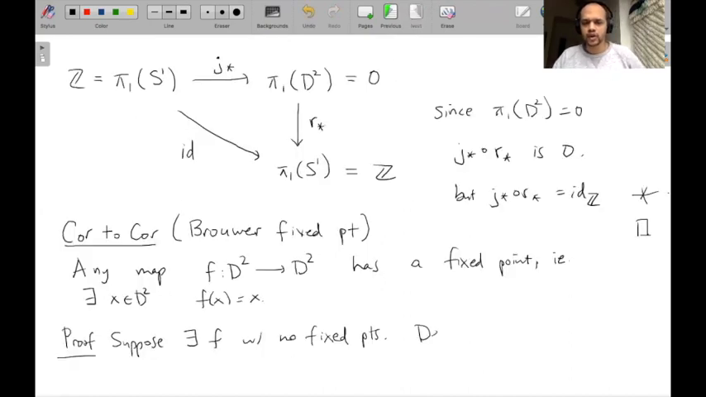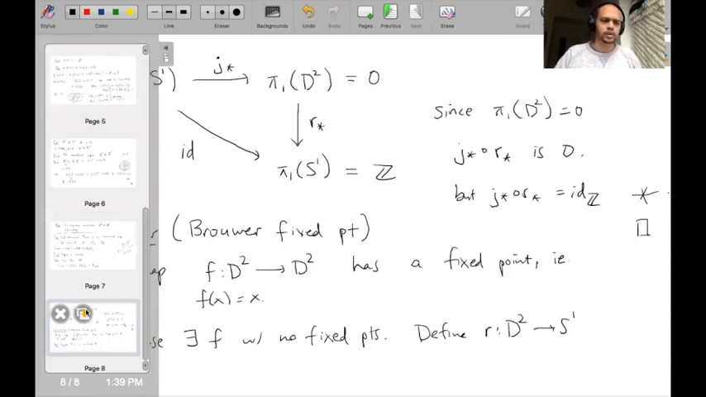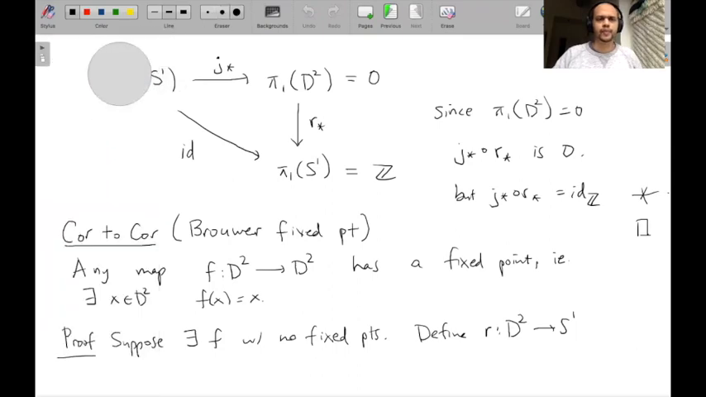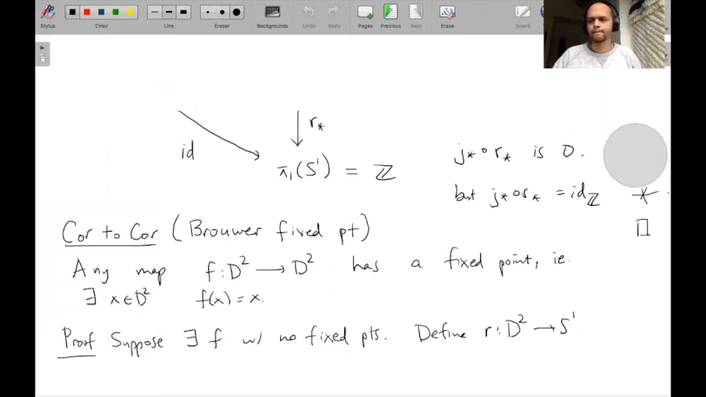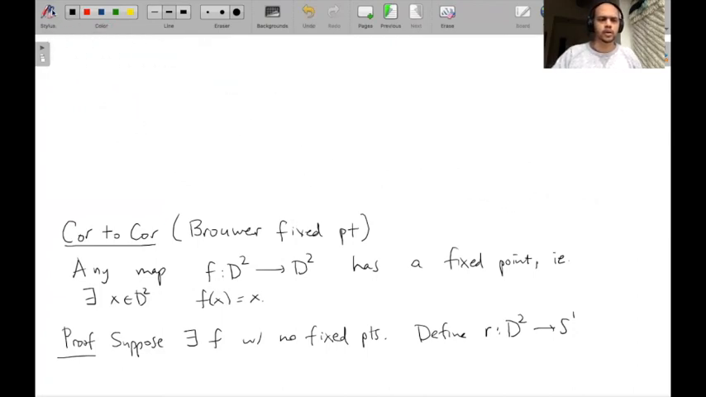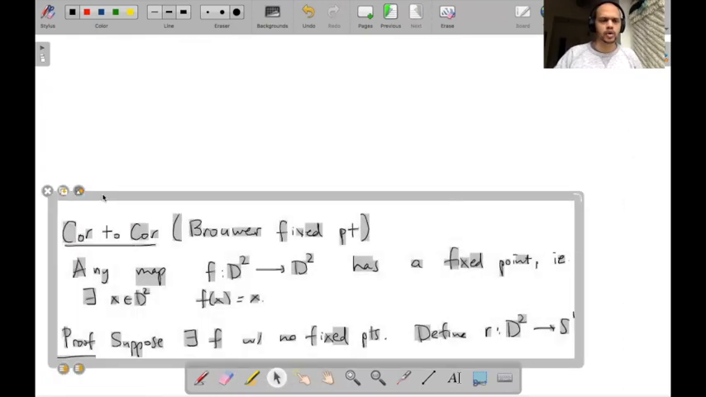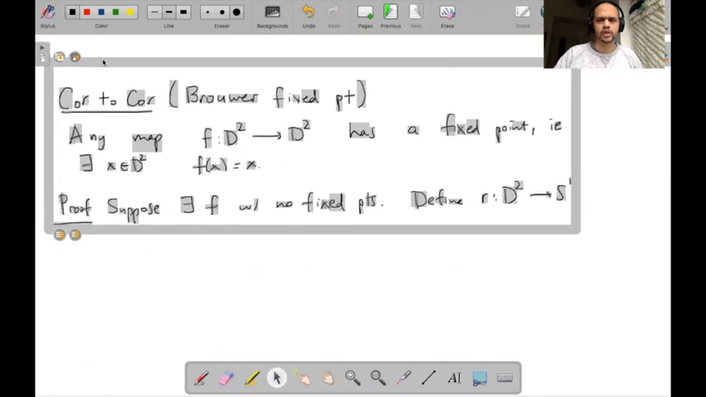Here's how we'll do this. We define R from the disk to the circle. I'm out of space, so let's do this on a new page. This is going to be short. Let's see how it goes.